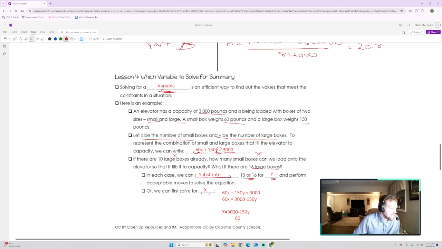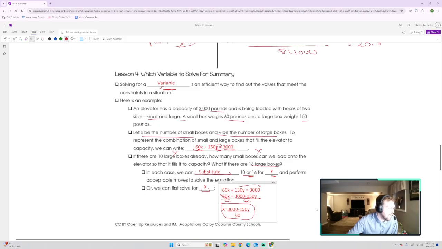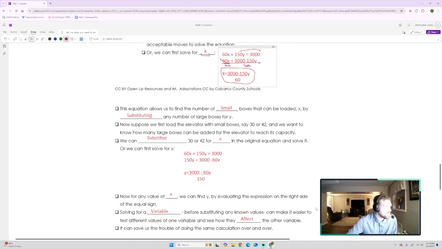Or, like we've done the entire lesson, we can get X by itself. So here, I moved 150Y to the other side. I divide everything by 60. And we get an equation that represents the number of small boxes given that we know large boxes. And then we would plug 10 or 16 into that. Like I said, this equation allows us to find the number of small boxes that can be loaded, X, by substituting any number of large boxes for Y.